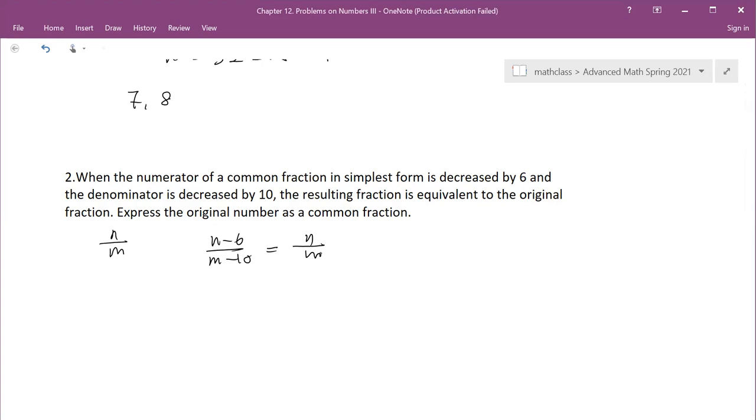You cannot determine N and M separately. Maybe you still can determine the fraction. That's possible. Let me know if you figured out the fraction.